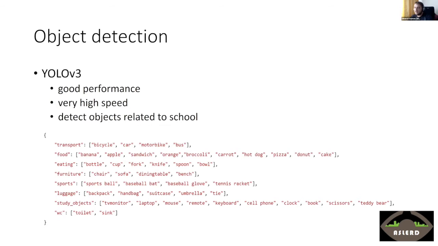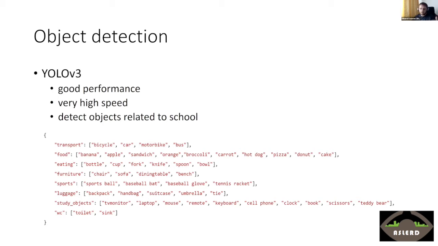So we used YOLO V3 and we excluded the person because we already did the persons, and we just detected from the 80 classes that YOLO V3 makes available, we chose only some classes which could be relevant for school. For example, we have transport, where we have bicycle, car, motorbike, bus, which represent the means of transport for children and students to and from the school.